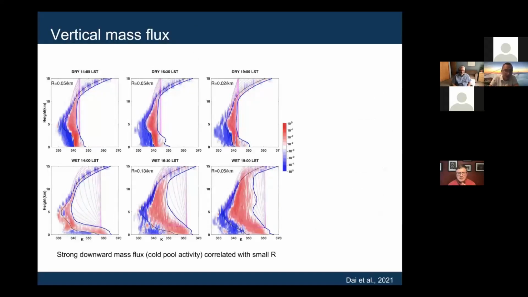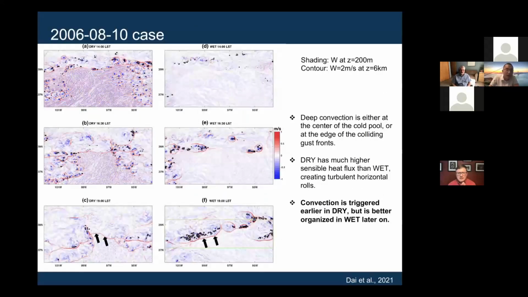We don't have time for this one. Okay, till now we already discussed the importance of the cold pools in the early stage in the dry case and the later stage in the wet case. How about if there's no cold pool?